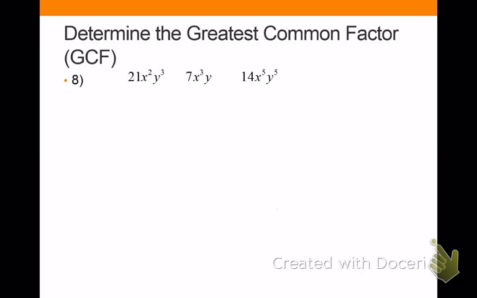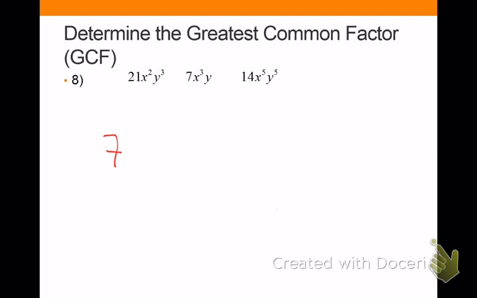When I'm looking for a greatest common factor, I'm finding the coefficients first, and I'm trying to figure out what's the biggest number that will divide into all three of those. And the biggest number that will divide into all three of these coefficients is 7. So that's going to be part of your greatest common factor. The next question is, with the variables, how many do they all have in common? They all have at least how many variables?